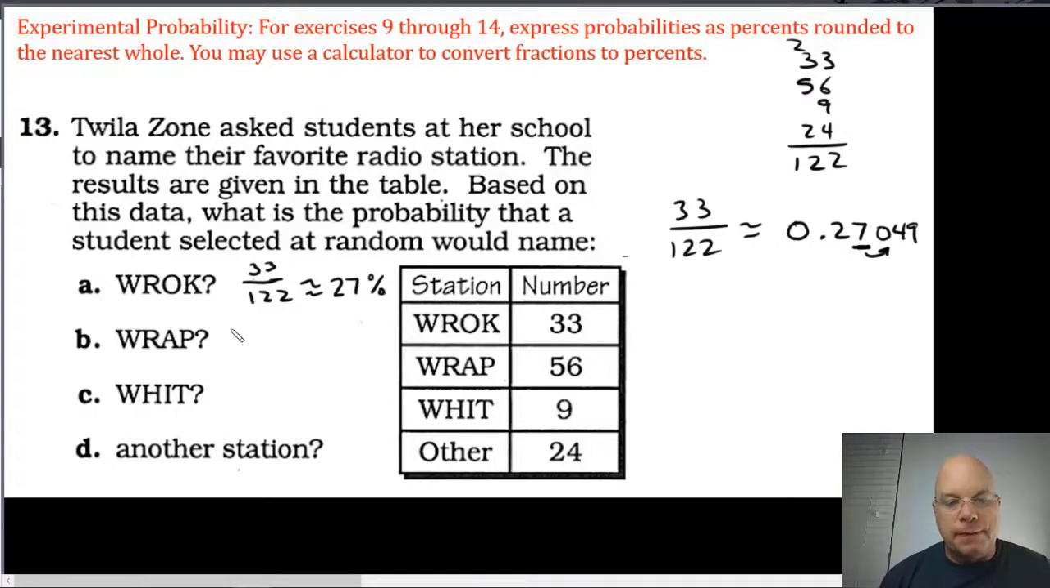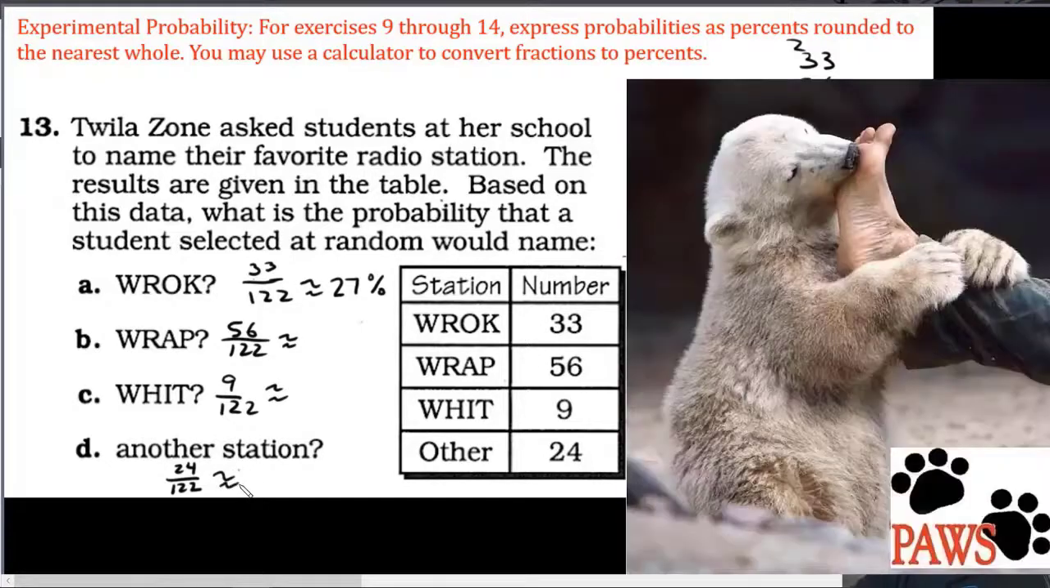WRAP would be 56 out of 122. WHIT would be 9 out of 122. And another station would be this other category, 24 out of 122. You can convert those all to percents, round to the nearest percent during the pause, and then come back and check, compare your answers to mine. Pause.